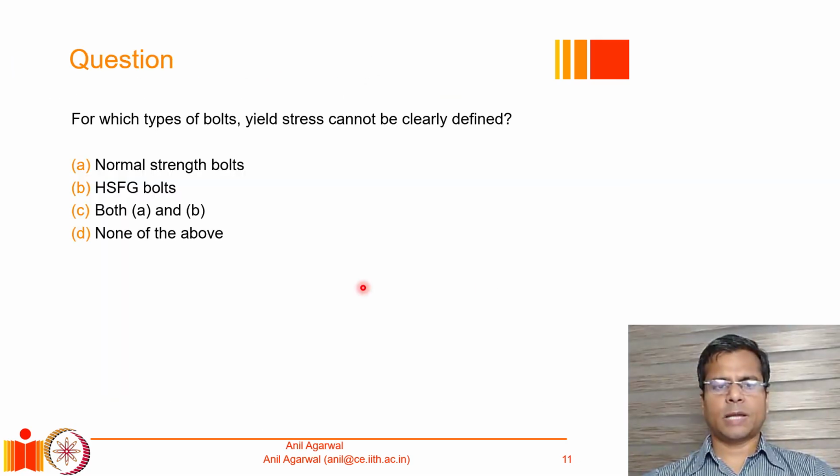So let's take one more question. What do you think, for which type of bolts the yield stress cannot be clearly defined? Is it the normal strength bolts, or the high strength friction grip bolts? For both of them, you cannot define the yield stress, or for both of them, you can define the yield stress? What is your answer? Please give your answer.